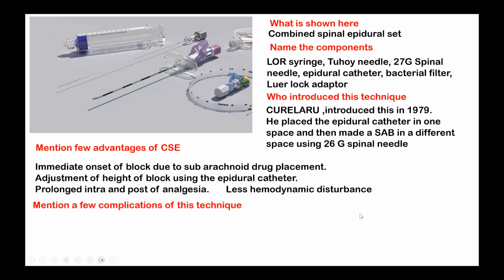What are the complications that this technique can produce? Any complication of central neuraxial block? Dural tap. Here we are doing a dural tap purposely, because it's a combined spinal epidural. So what is the problem that a dural tap can produce? Whenever you make a hole in the dura, what is the complication you can expect? What is PDPH? Post-dural puncture headache.